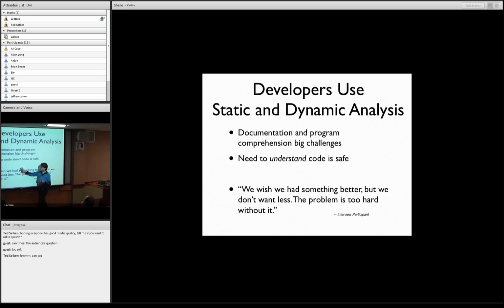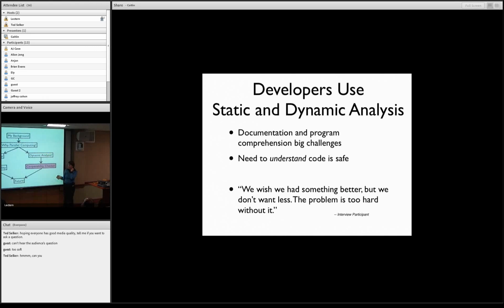Developers, you hear them say again and again that they need to understand that code is safe. Not just that they want to run tools and be able to check, but they also need to have something in there so they can understand what the tool is doing and why. This is another quote: "We wish we had something better, but we don't want less. The problem is just too hard without it." And they're talking about static and dynamic analysis tools.